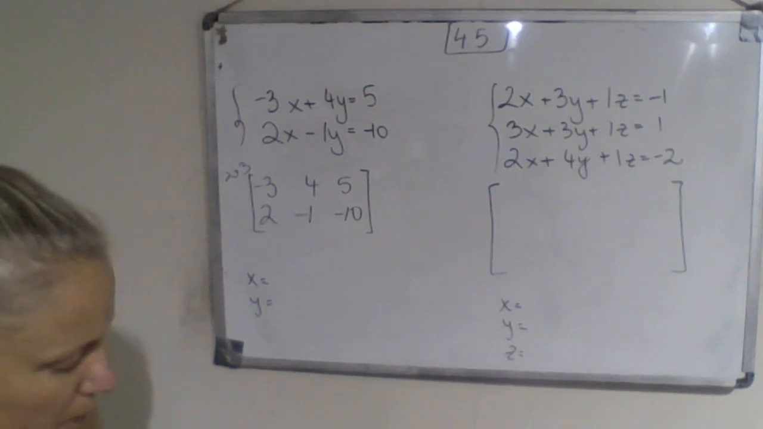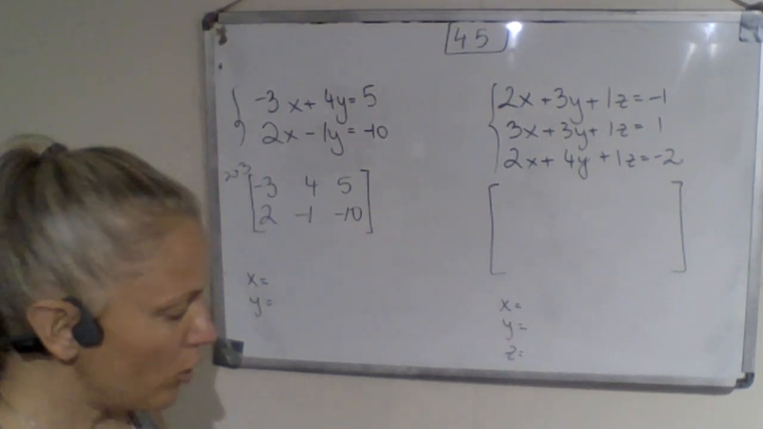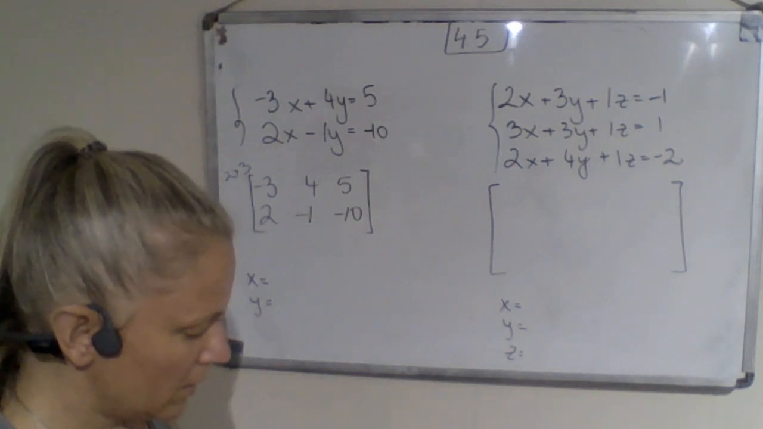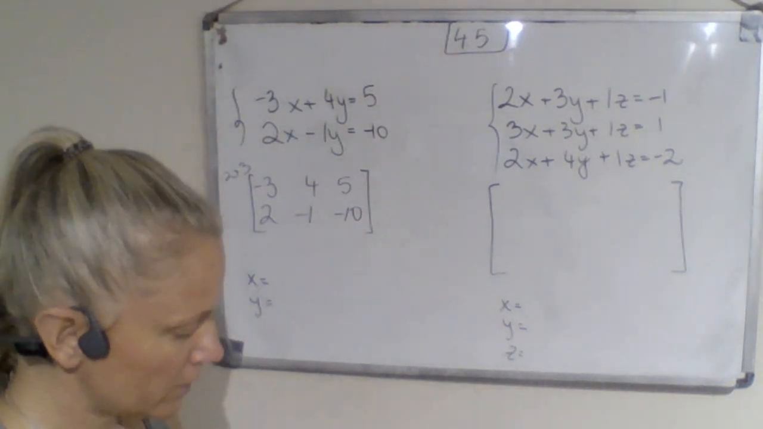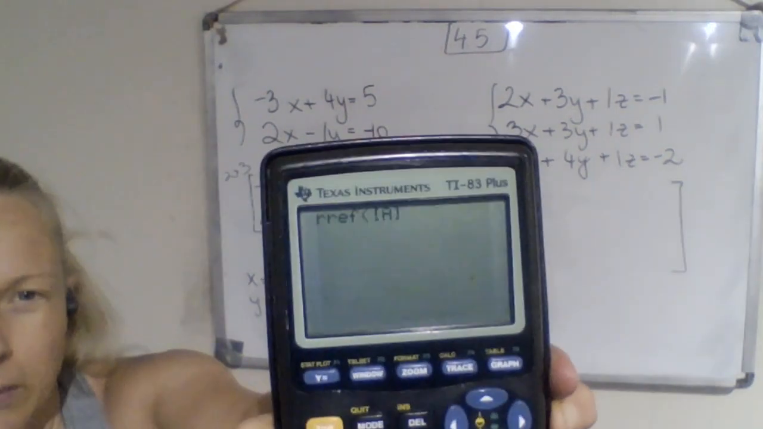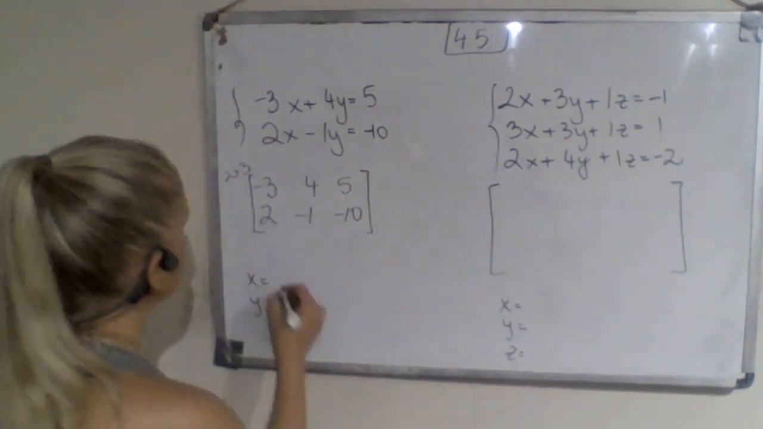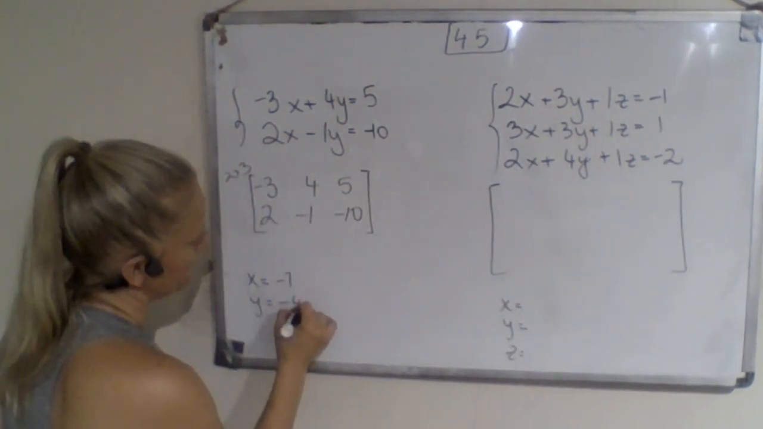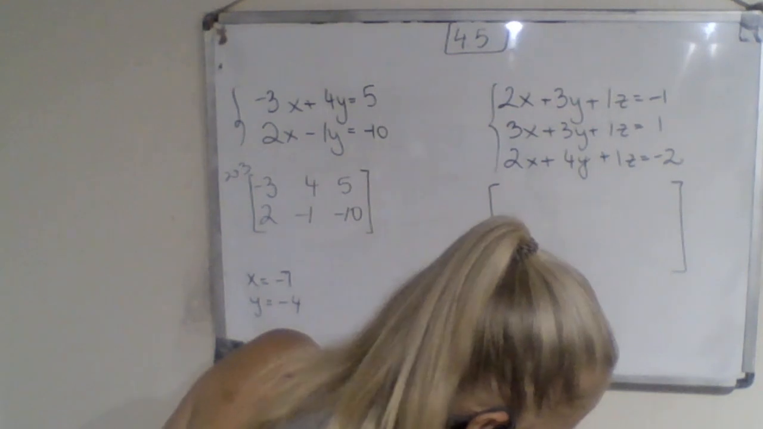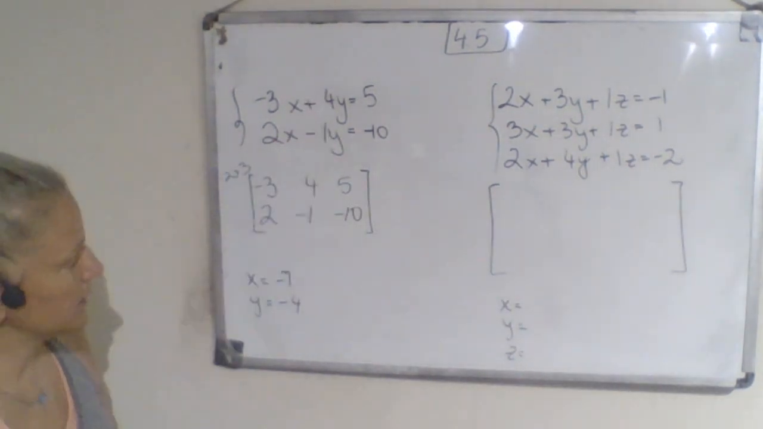And then we said we're going to go second quit, back to second matrix, over to math, all the way down to B, rref. We hit enter, and now we're going to go second matrix to tell it, please use matrix A, right? We just hit enter on A, and I get x equals negative 7, y equals negative 4. If you look in the book, that's exactly what they got the hard way, right? We're just going to use it this way.